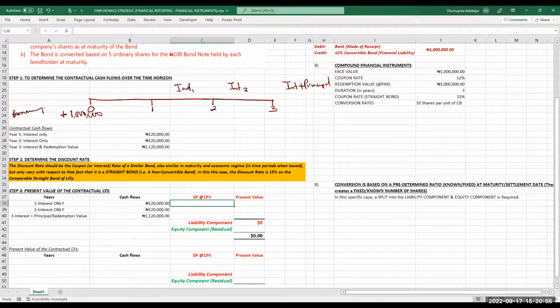Or if I just put the number here 1, 2, 3, I can just link it so that it's not hard coding, and I'll just draw it down.